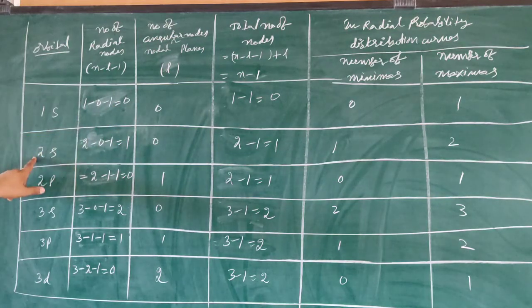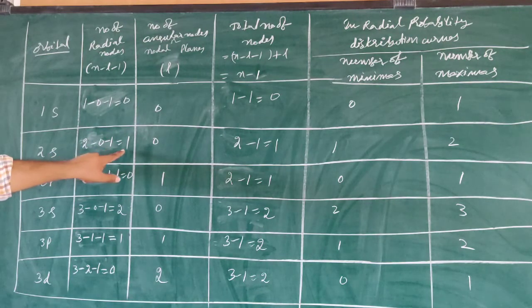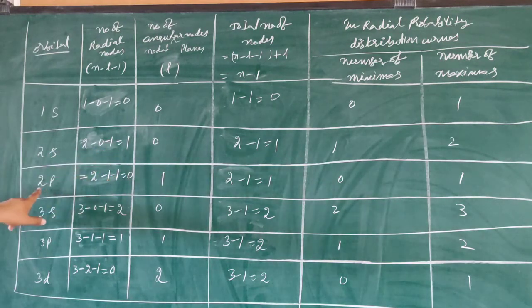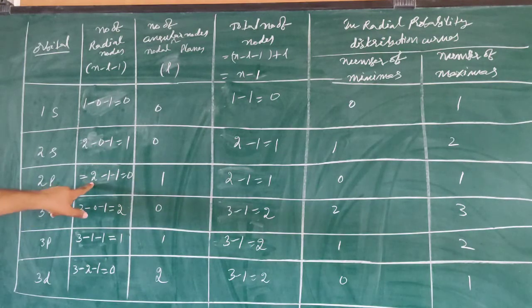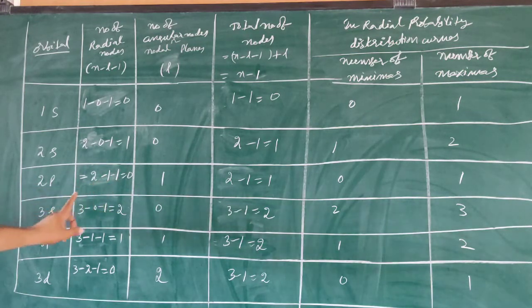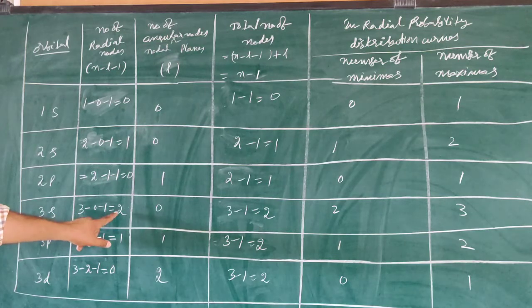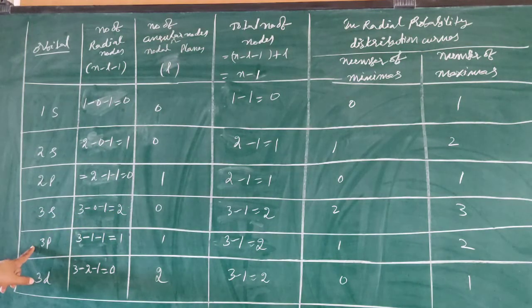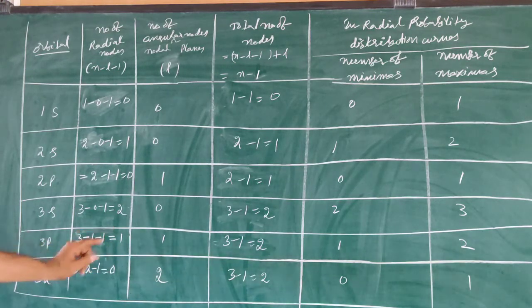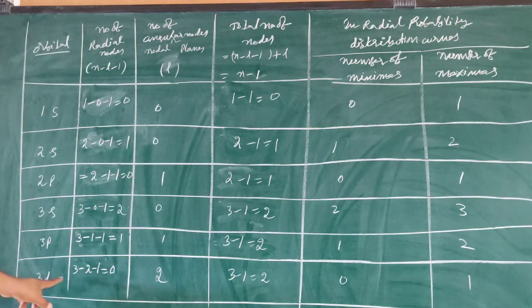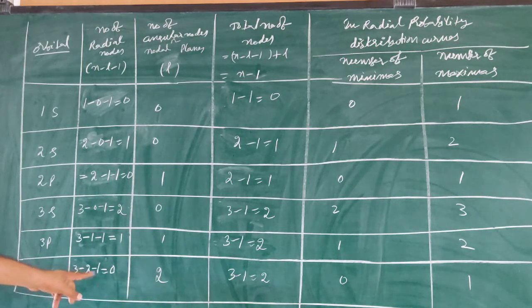If we consider 2s orbital, n is equal to 2. The l value already is 0, you know. So number of radial nodes is 1. For 2p orbital, n is equal to 2, l is equal to 1 for p orbital, so it becomes 0. For 3s orbital, n is equal to 3. Okay, l is equal to 0 for s orbital, so number of radial nodes is equal to 2. Next one, for 3p orbital, n is equal to 3, l is equal to 1, so it becomes 1. For 3d orbital, n is equal to 3, l is equal to 2, that is equal to 0.